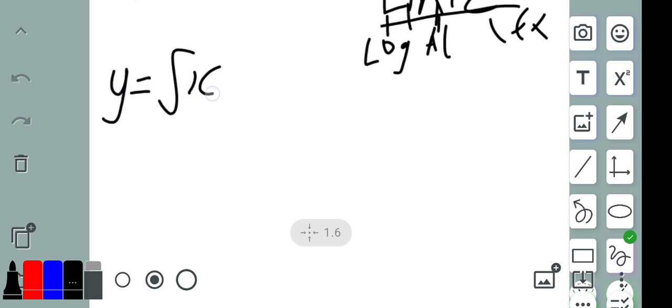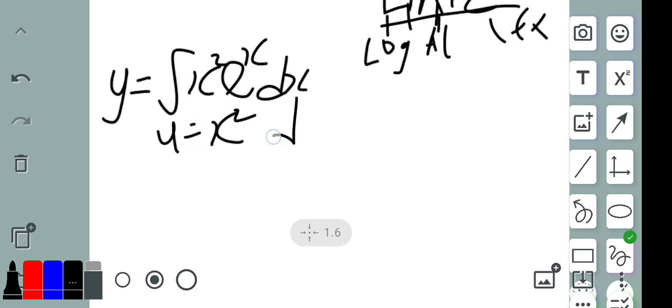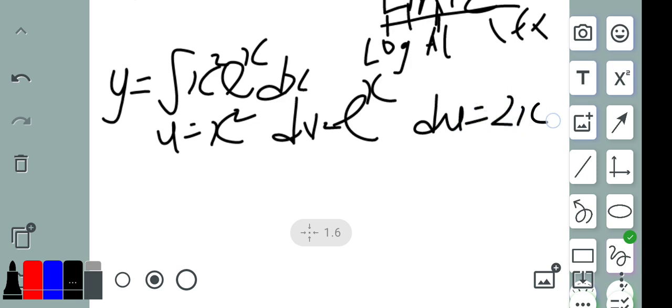x square exponential x dx. That means we already know that our u is x square, and our dv is exponential x. That means your du will be 2x, and my v will be exponential x. What do I mean? Differentiation of this one will give me du, which is 2x dx, and integration of this one gives v.